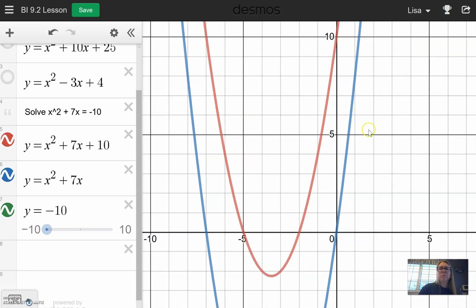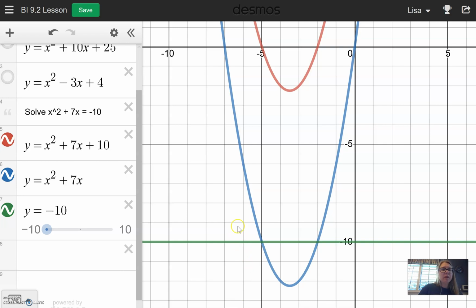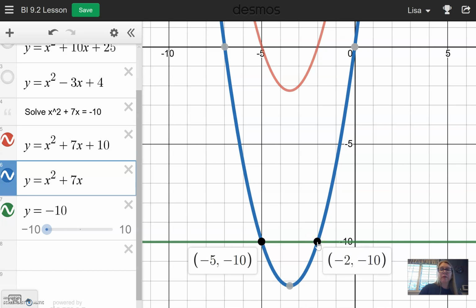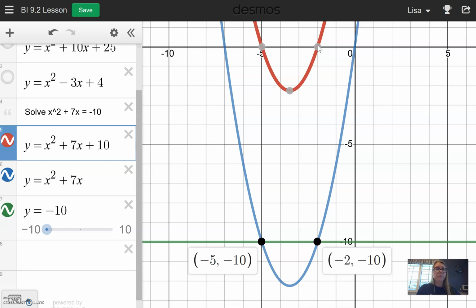Okay, so in my screen, I can find the place where here's that blue parabola from the first part. Here's the green line from the y equals -10. And let's take a look at the intersection points for each of those. Look, the x value is -5. Is that the same as what we had previously? Yes. And the intersection point, the other one, the x value is -2. And that is equivalent to what we had in this other case. So that is the second method that you can use to solve an equation like this.